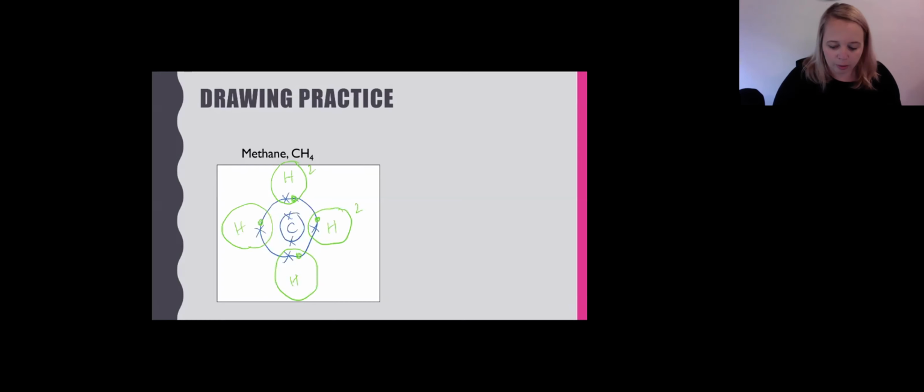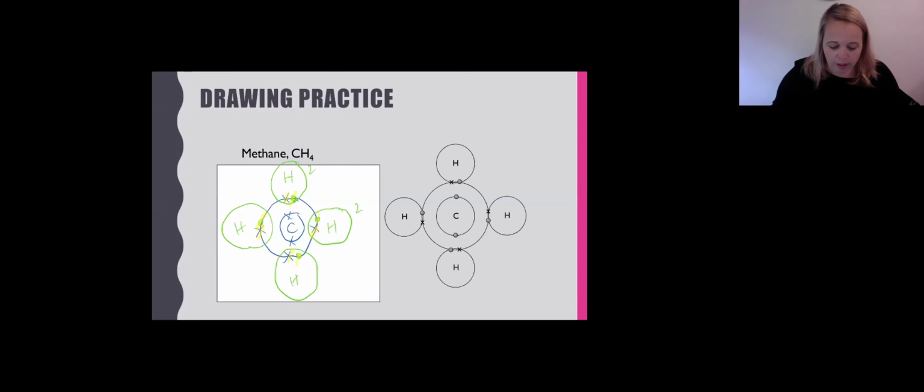Okay, now we can count just to double check. It's always a good idea to double check. How many does the carbon have in its outer shell? 1, 2, 3, 4, 5, 6, 7, 8. Carbon is happy. It has a full octet, a full 8. The hydrogen is happy because each one of those has 2, and that is its complete shell. And so what we end up with is a molecule that looks a bit like this.